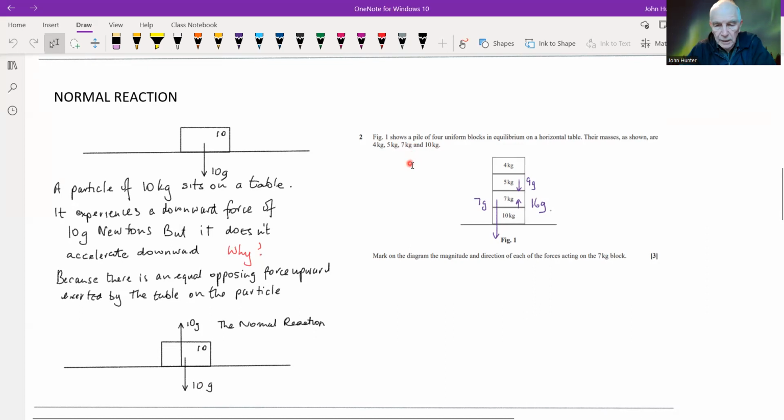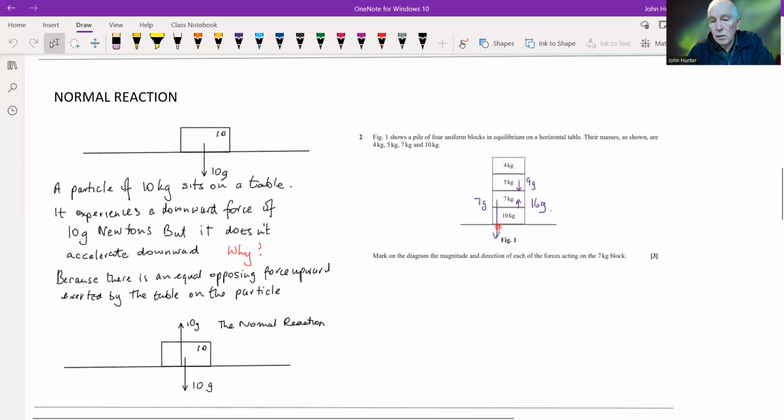All right, so if we have a look at a kind of problem on normal reaction, just to help consolidate that thinking, we've got a pile of 4 uniform blocks in equilibrium on a horizontal table. Their masses are shown: 4 kilograms, 5 kilograms, 7 and 10. Mark on the diagram the magnitude and direction of each of the forces acting on the 7 kilogram block. Right, well, sitting on top of the 7 kilogram, we've got 4 and 5. So these are exerting a downward force of 9g newtons down onto the 7 kilogram block.